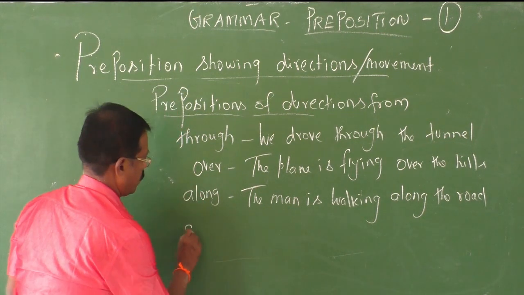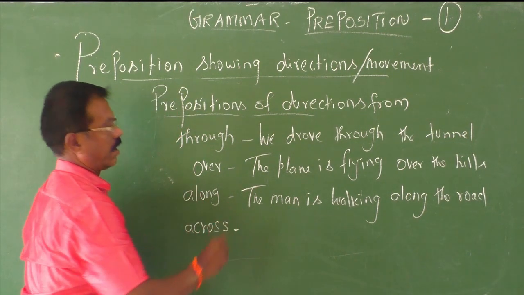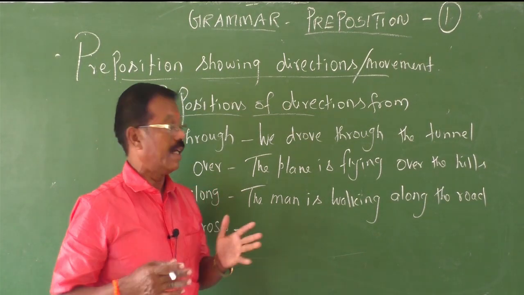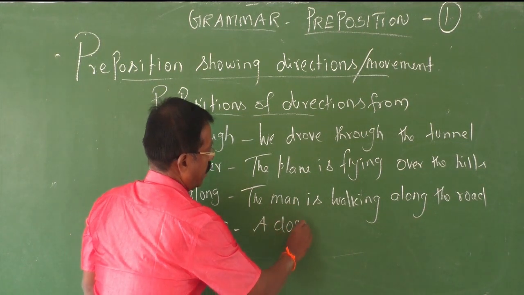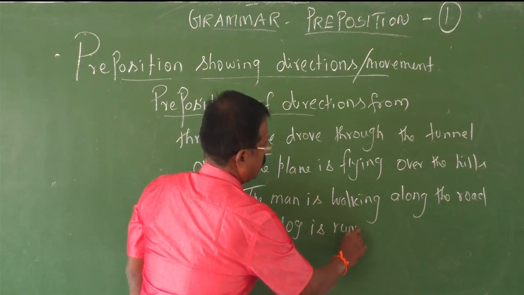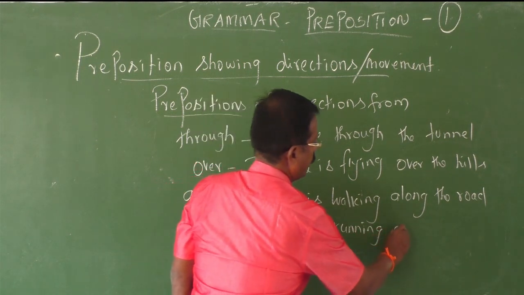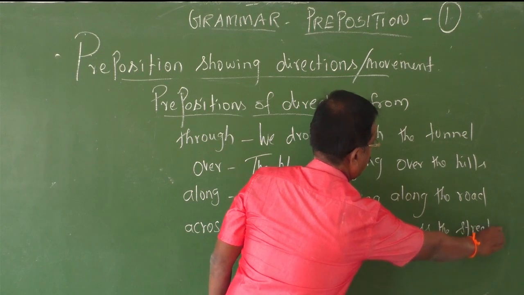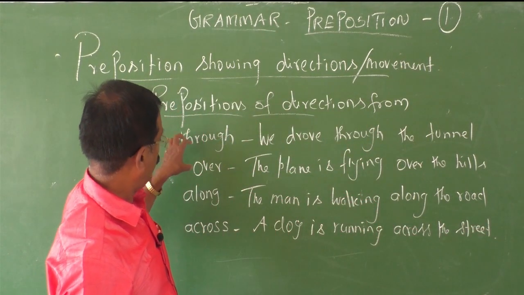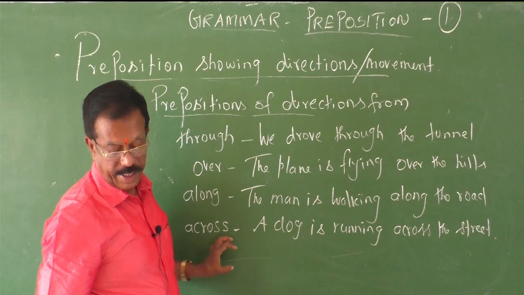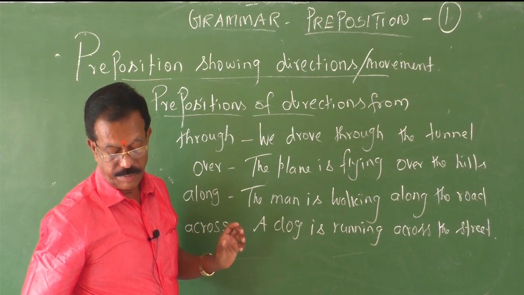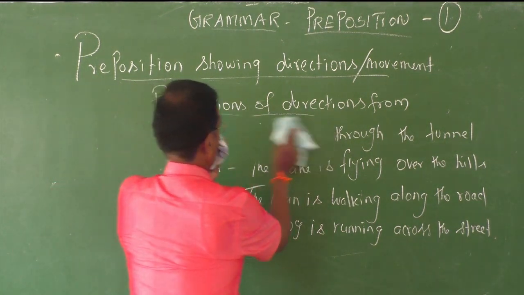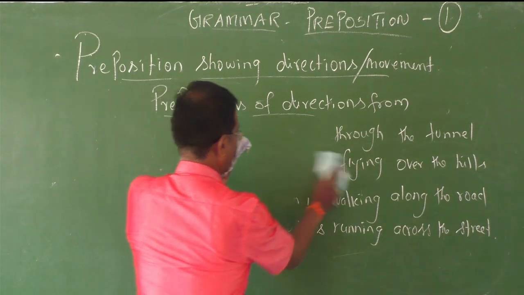Then across. Where can you use across? A dog is running across the street. Okay, so through, over, along, across, and then round, up, down. Other prepositions are also there.